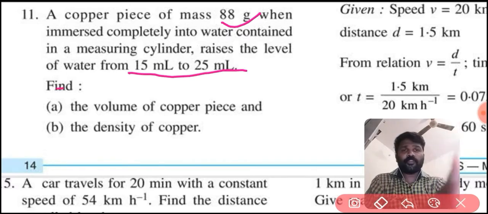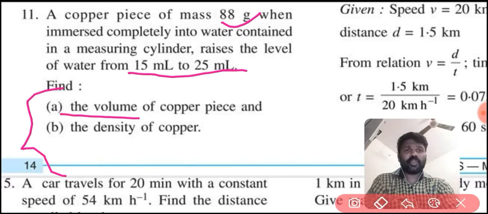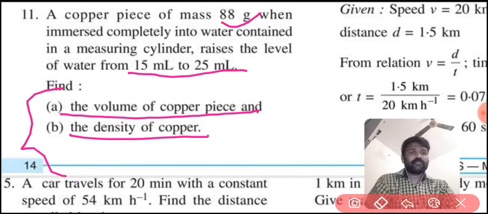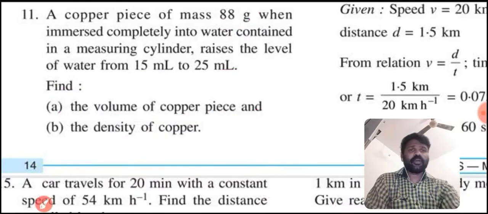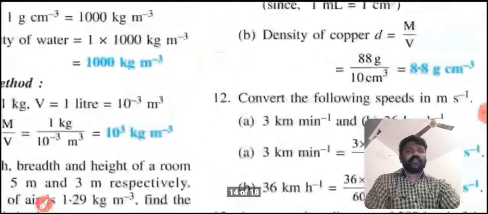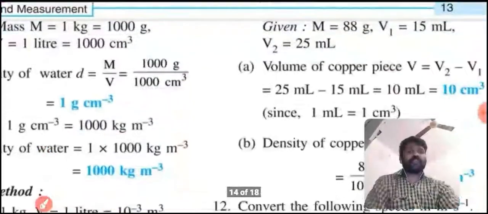What are the points we have to find out? Find the volume of the copper piece and the density of copper. Clear? Okay, this is our question. Now we are going to do the solution here.